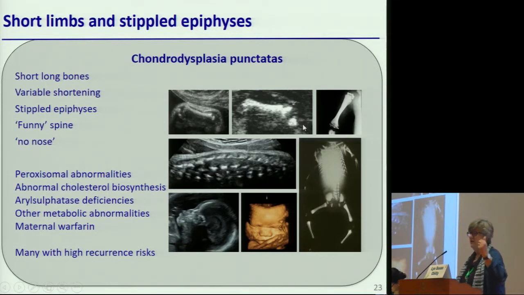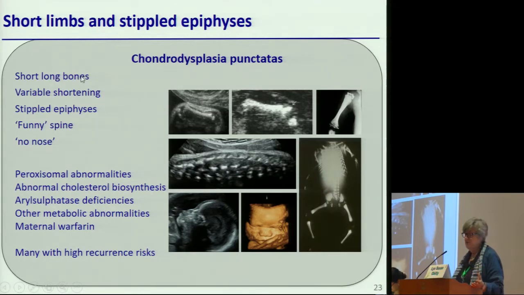So we've done hypermineralized skulls, we've done hypomineralization, and we've done small chests. Now let's think about short limbs with stippled epiphyses. Again, it's a short differential diagnosis, but a more complicated one. So here the baby's got a stippled epiphysis, and here's the x-rays. You can see this extra calcification here, and you can also get a disorganized looking spine. You might not be able to see it terribly well because the lights are up, but you can see extra calcification around the spine as well.